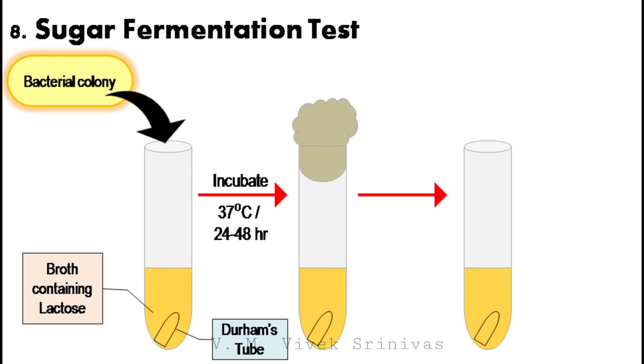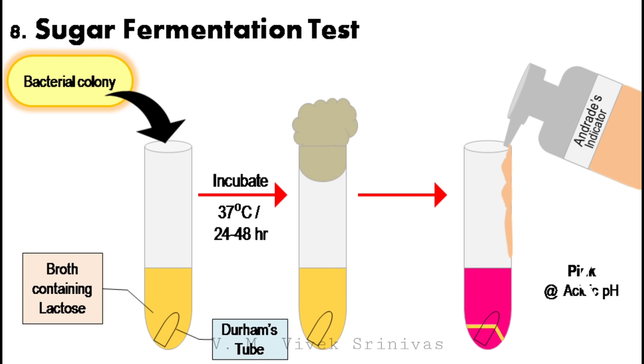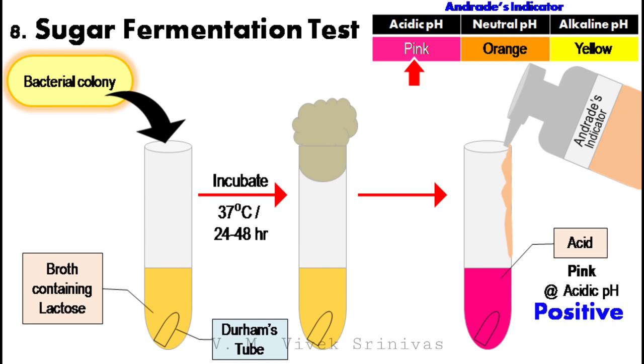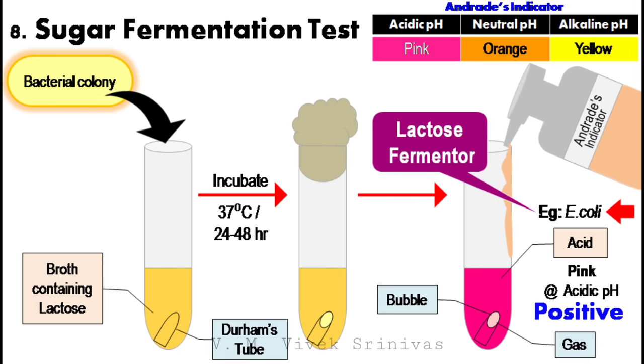Following incubation, add the Andrade's indicator to it. The development of the pink color indicates the test is positive for the lactose fermentation due to the acid production. Sometimes, the bubble formation may be observed in the Durham's tube, which indicates the gas production. The example, the E. coli, bacterial organism, positive for the lactose fermentation.